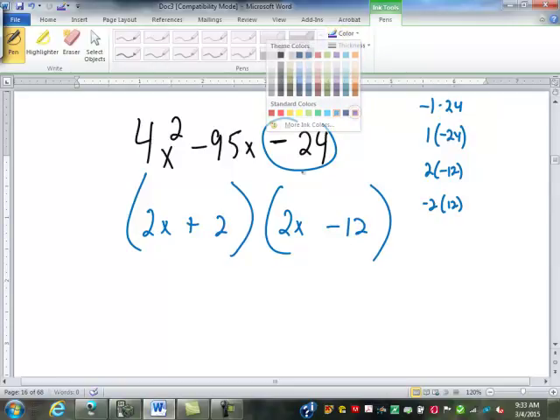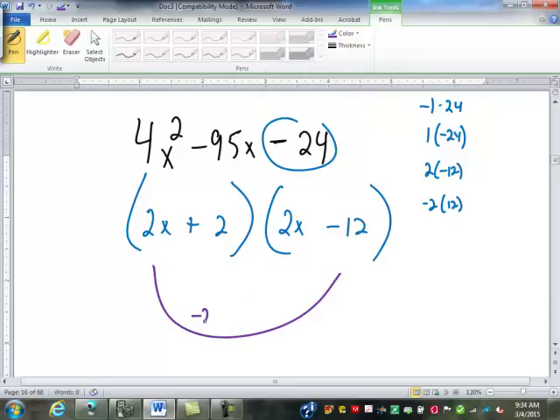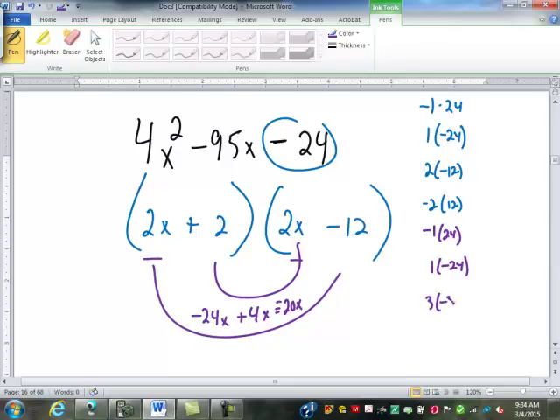On the outside, 2x times negative 12 is a negative 24x. That's looking promising. On the inside, 2 times 2x is a positive 4x. Adds up to a negative 20x. Does that do it? No. We wanted negative 95. We missed a little bit. Would it matter if we changed the order, putting the negative 12 first and then the 2 last? No, because it's 2x and 2x, so it's not going to change anything if we switch the order. We could have also had a negative 1 times 24, or a 1 times a negative 24, or a 3 times negative 8, or a negative 3 times a positive 8.